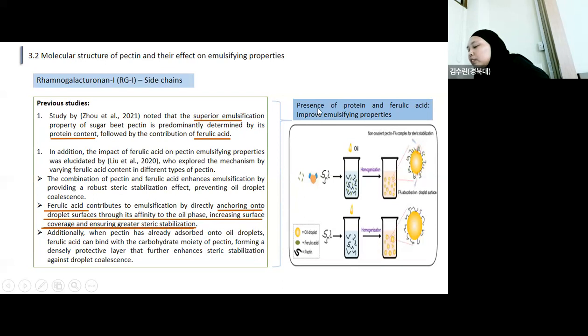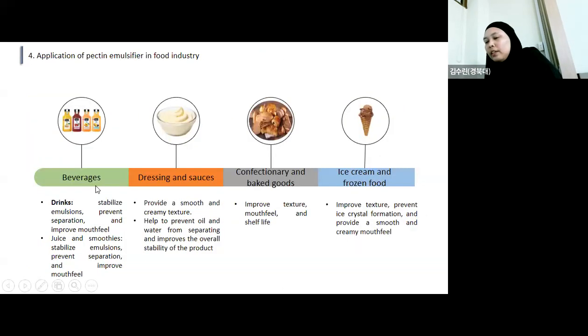So here the conclusion is the presence of protein and ferulic acid is able to improve the emulsifying properties of pectin. And then the last section of my review paper will be regarding the application of pectin emulsifier in the food industry. So I divide it into 4 applications.